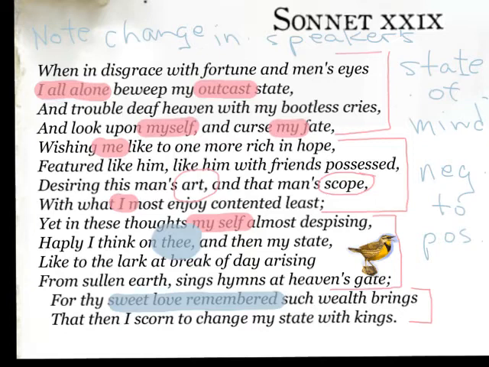And what is he saying? With what I most enjoyed, contented least. Now this one, I love this line. I personally relate to this line. You know, I have children. When my children bemoan their fate, what do I say? All right, I'm sorry for you.